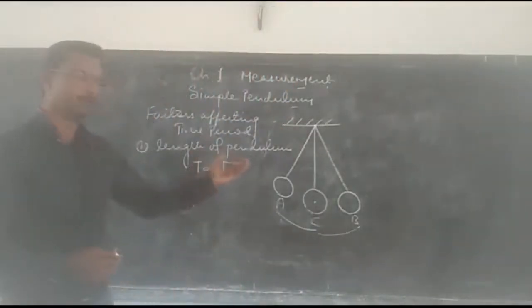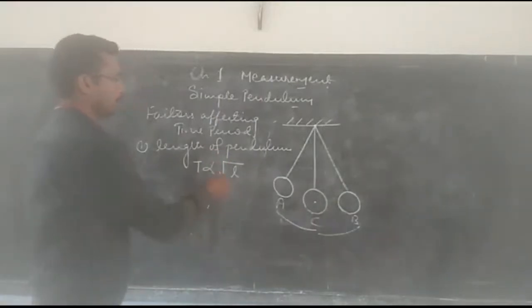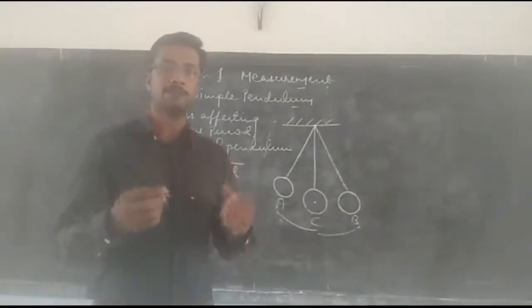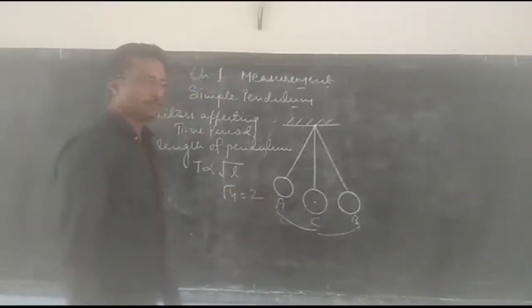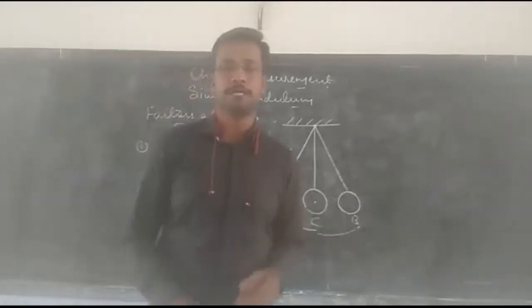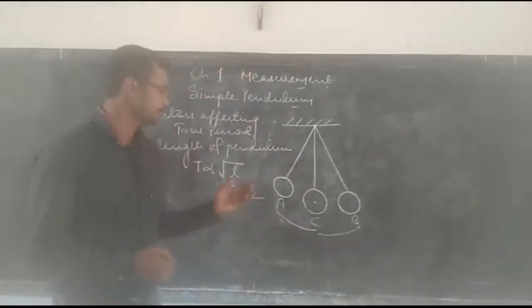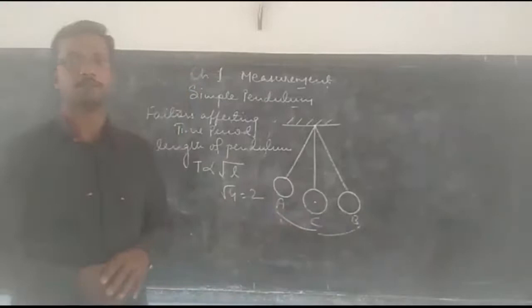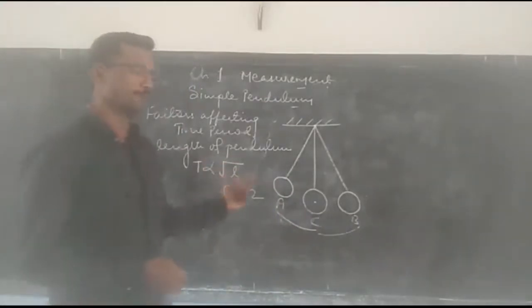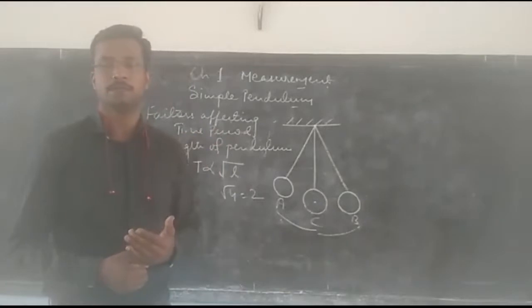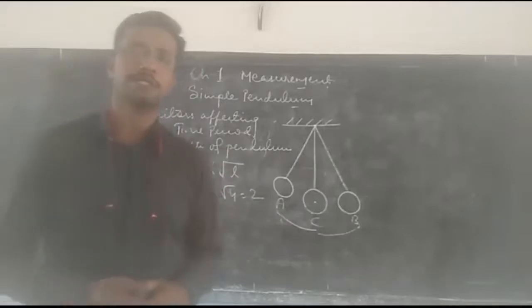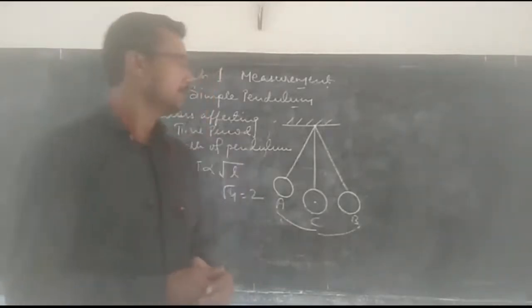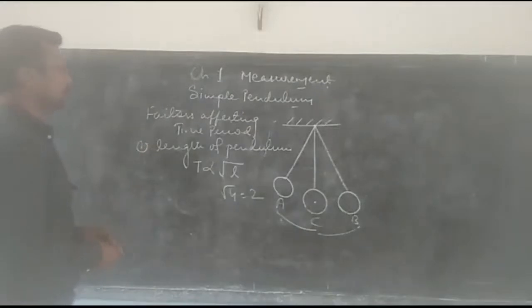You can see there is square root given. For example, if the length of a pendulum increases by 4 times, then square root of 4 is equal to 2. So we can say time period will increase by 2 times. So whenever there is increase in the length by 4 times, time period is increasing by 2 times. Similarly, if the length of a pendulum increases by 9 times, then we know square root of 9 is 3. We can say time period also increases by 3 times. So this is the first factor.